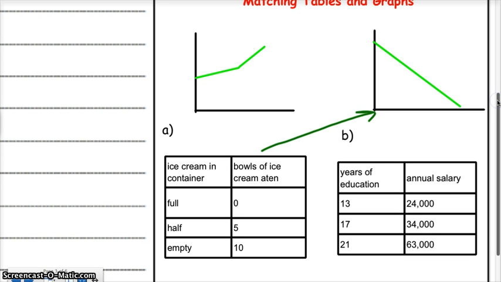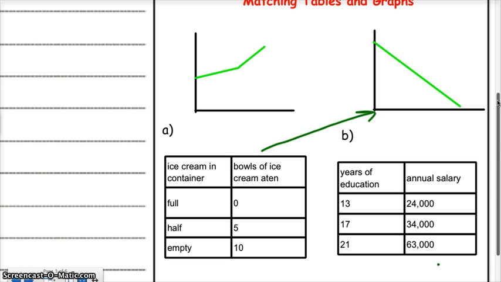Years of education and your annual salary. If you have 13 years of education, that means you're a senior in high school, because you have to count kindergarten. So you went through 13 grades. You're making $24,000 a year, approximately. If you have 17 years getting your BA, you make about 34 starting, sometimes 40, 45. Get your master's, you're making about 63 starting. Okay, starting.